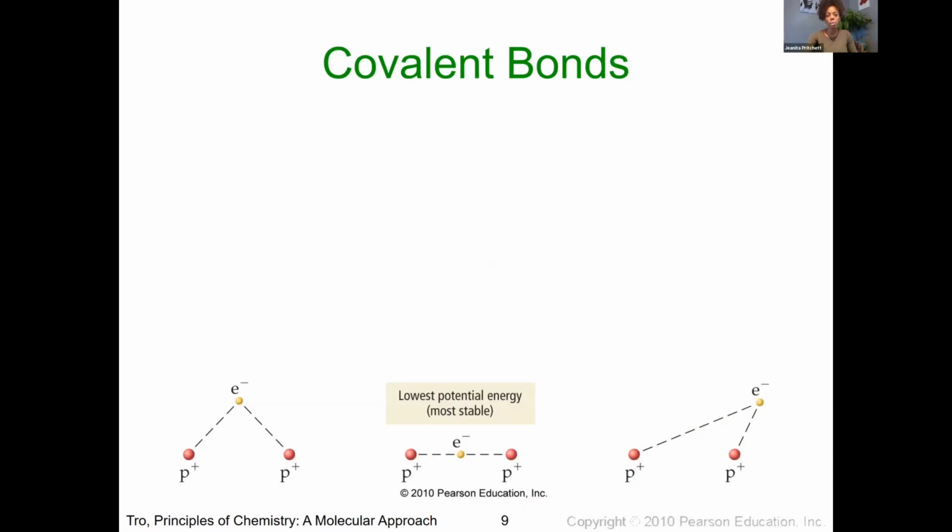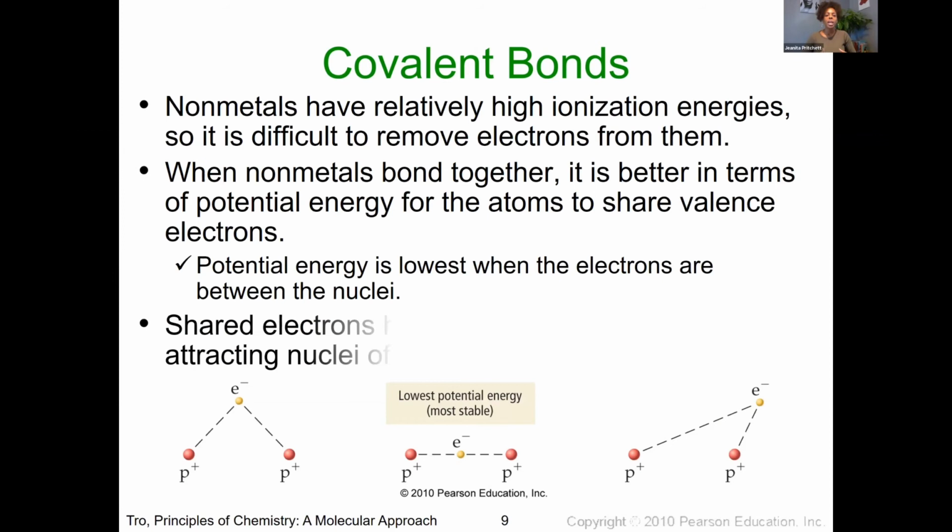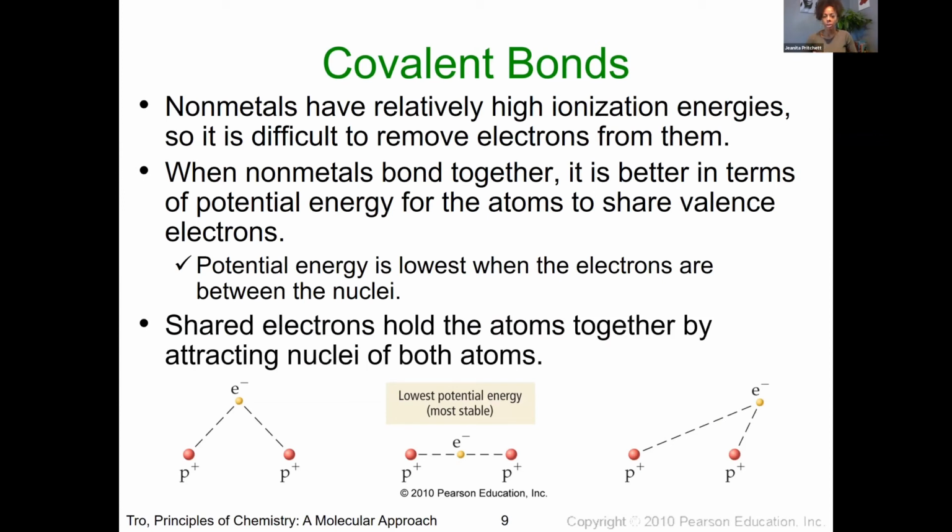Covalent bonds are a little different. Because we're dealing with two or more nonmetals, which have relatively high ionization energies, it costs a lot of energy to remove an electron. So rather than try to remove electrons to become more stable, the atoms come together and bond with one another, sharing their electrons to create a stable environment around all the atoms involved. These shared electrons hold the atoms together by attracting the nuclei of both atoms.